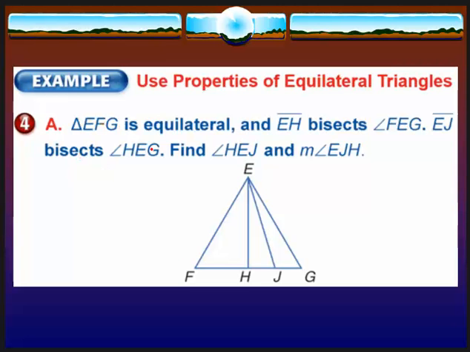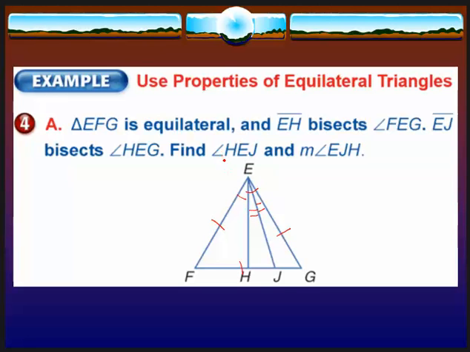Triangle EFG is equilateral. So I know that this, again, I'm going to mark it up. And this whole base side here, all three are congruent. I know that EH is bisecting angle FEG. So that means that this side over here is congruent to this side over here. Mark up your pictures. EJ bisects AEG. So that means that this, I'm going to draw it differently here, is congruent to this side over here.